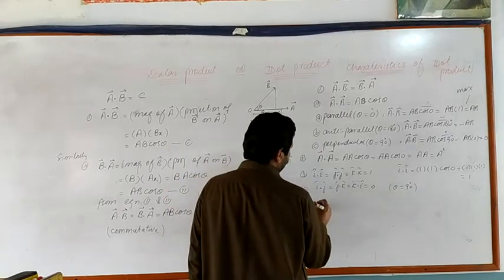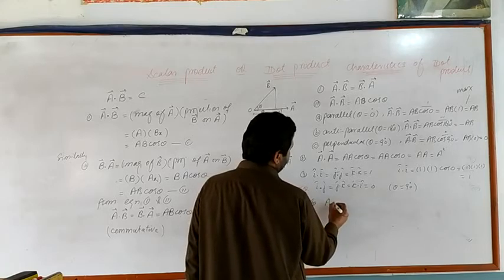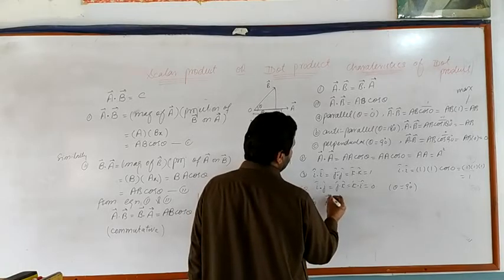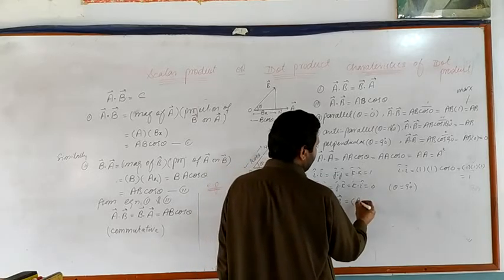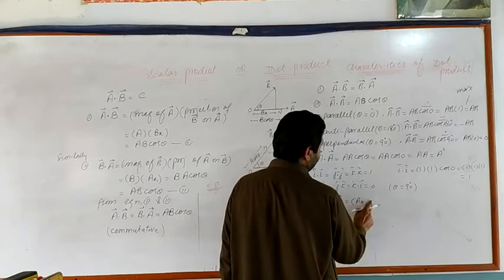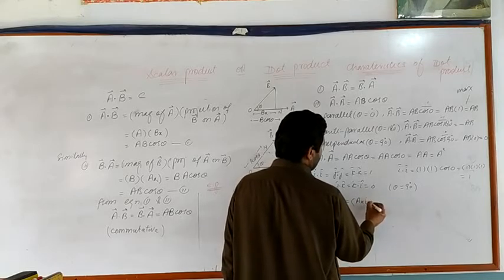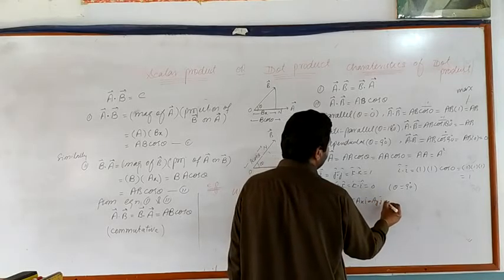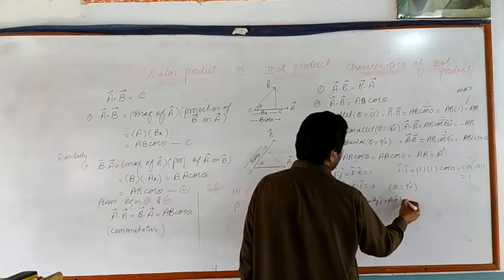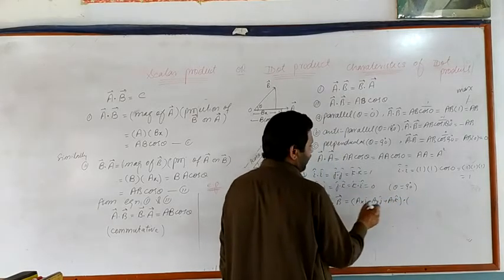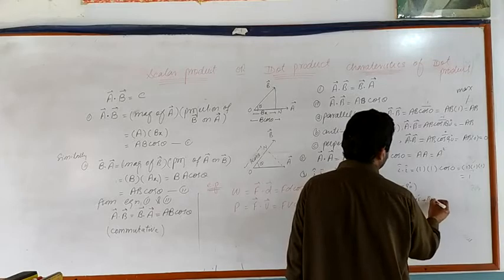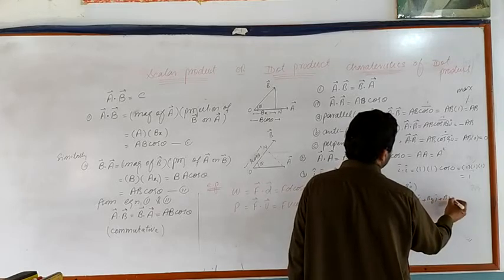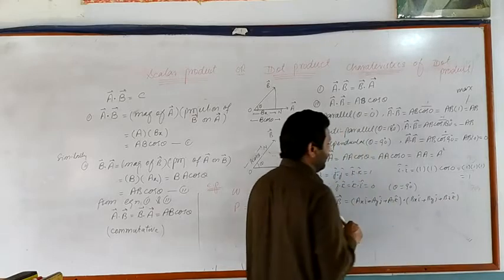In components form, suppose vector A and vector B are multiplied in their rectangular components form. Vector A has three rectangular components: AX i unit vector plus AY j unit vector plus AZ into k unit vector, dot vector B in its rectangular components form in a three-dimensional system, which will be BX i plus BY j plus BZ into k unit vector.